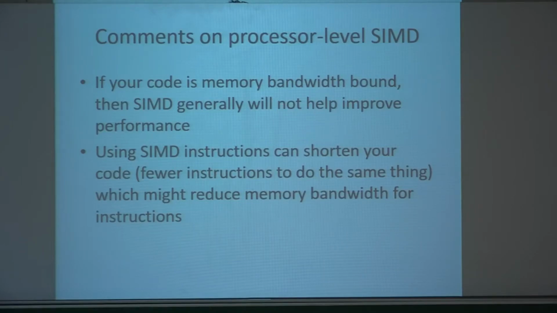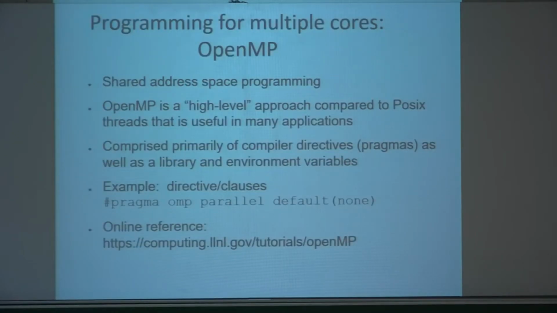However, on things like GPUs, there are so many other things that slow down computation that you might not be using the full memory bandwidth, and SIMD then does help. So on GPUs, for instance, you really have to use SIMD. Another interesting thing about SIMD is that it shortens your code because you have fewer instructions. So you might reduce the memory bandwidth for instructions, and since memory bandwidth is so important, this could be an important consideration.